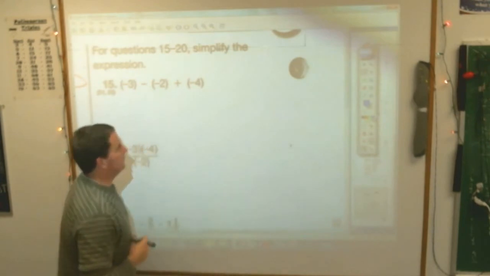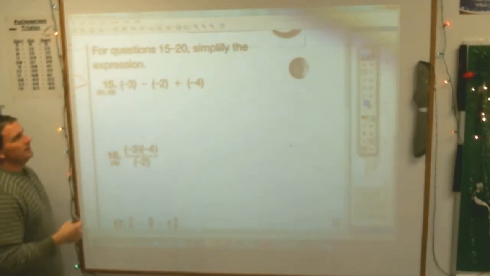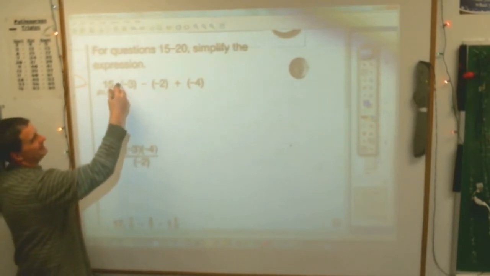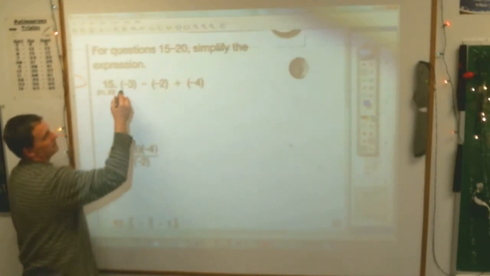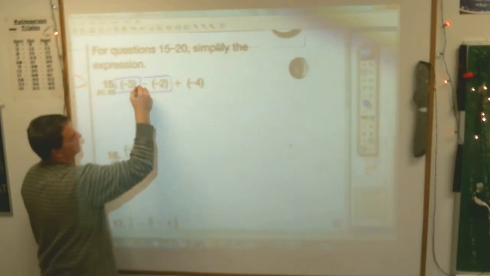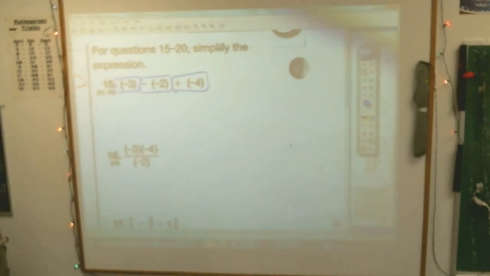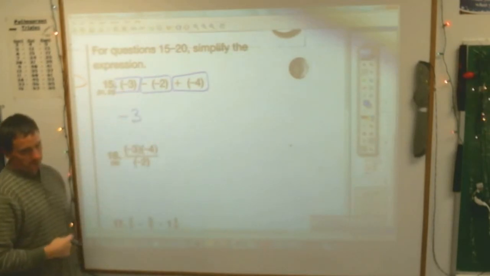What am I going to tell you to do first? This is what I do. I always circle the different terms so I can see them. And they get split up by addition and subtraction signs that aren't in parentheses. So this is a term, this is a term, this is a term. You need to simplify those first. In other words, get them down to just one sign because two signs is not a good thing in our world. This one you can't do anything with, it's just -3.